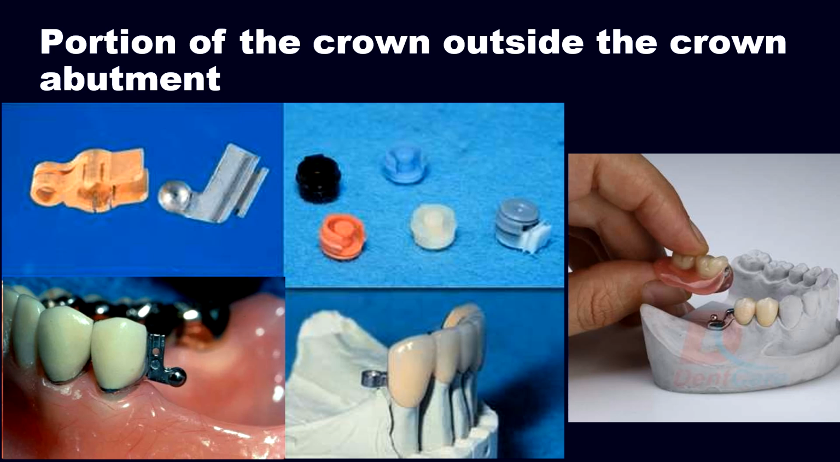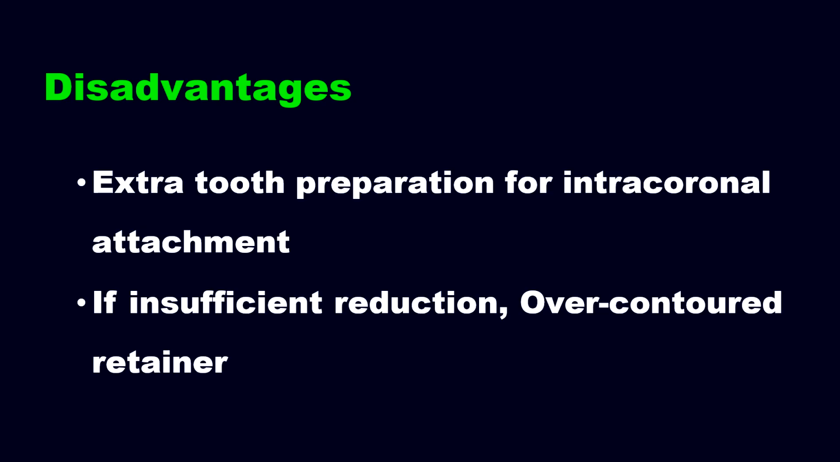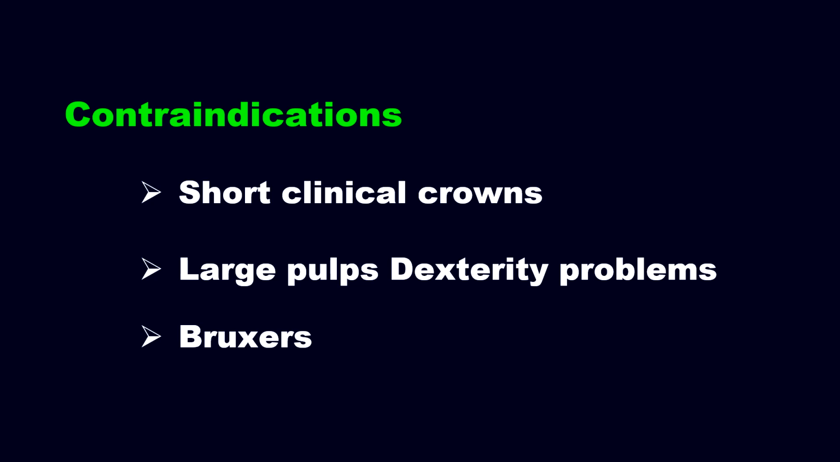One part here is attached outside the tooth surface, and the other part is going to be attached to the denture, and this will seat onto the extracoronal attachment. What are the disadvantages of this technique? Extra tooth preparation for intracoronal attachment is mandatory because of the dimensions of the attachment space. If insufficient reduction is done, an overcontoured retainer is what will be fabricated. They are contraindicated in cases of short clinical crowns or large pulp chambers, and in patients having parafunctional habits like bruxism.